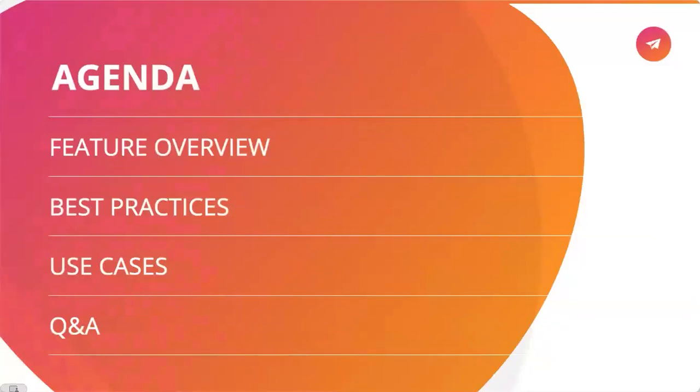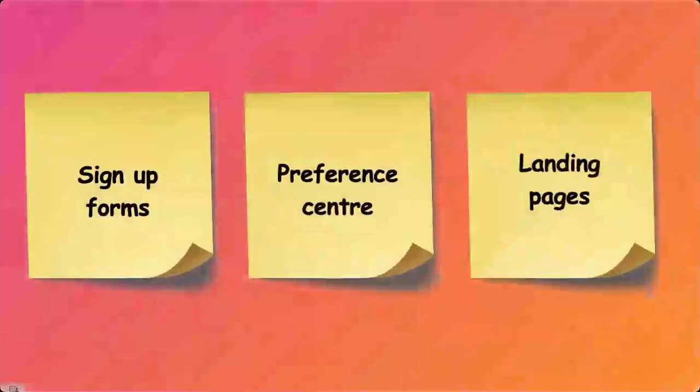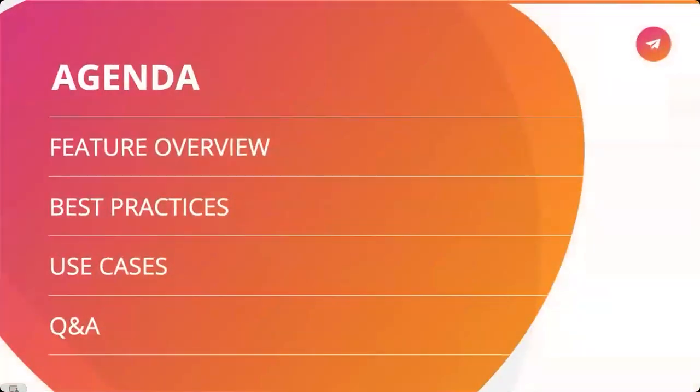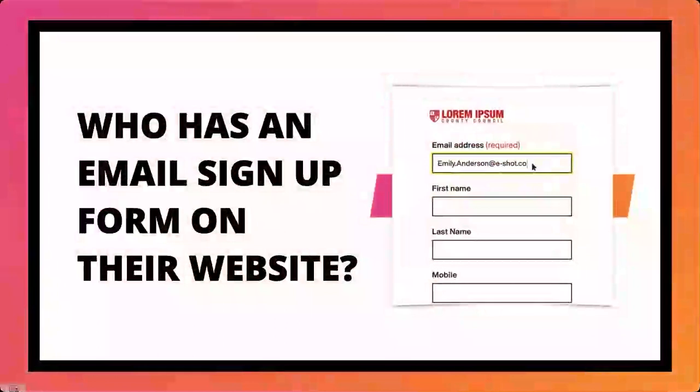We're going to break the session into the following agenda points. I'm going to give you an overview of the features that are available, and we'll look at the various different components of sign up forms in that feature overview: sign up forms, preference center, and indeed landing pages. We're also going to look at best practices. So we will have a look at what is going on within your account at the moment.